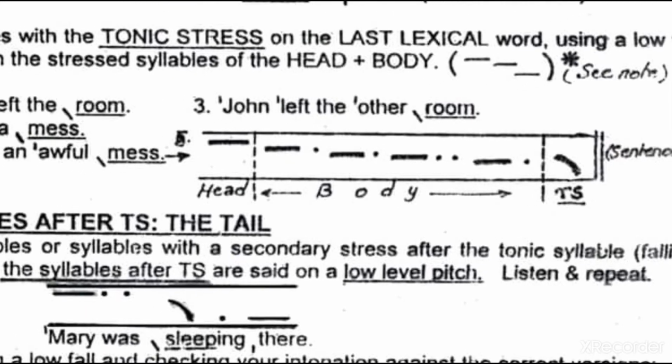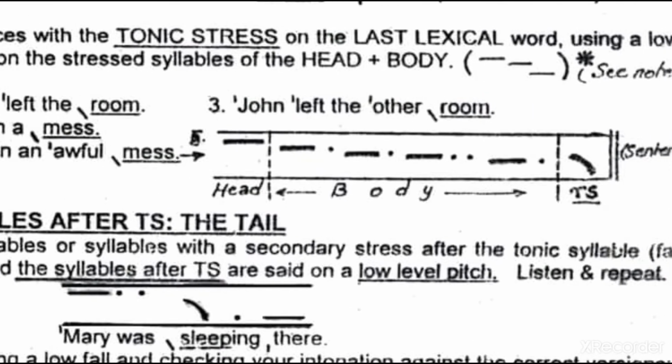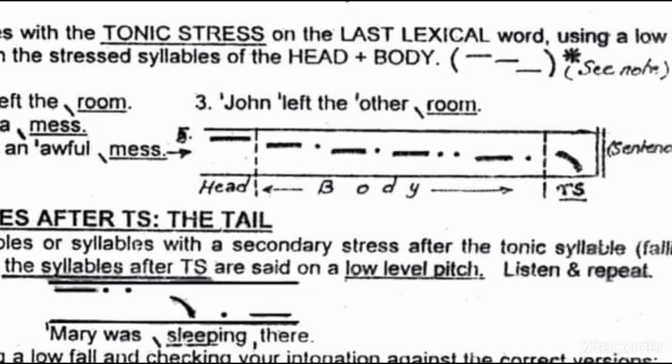We have John. John is the first stressed syllable, so it is the head, and it is represented by a high long dash. And then left, a little bit lower long dash. The, a dot at the same level as left. O of other, a long dash. The, a dot. And then a little bit lower room in a long dash. What else? In a, 2 dots. Awful, a long dash and a dot. And finally, mess. It is a curved line from a mid to a low level.